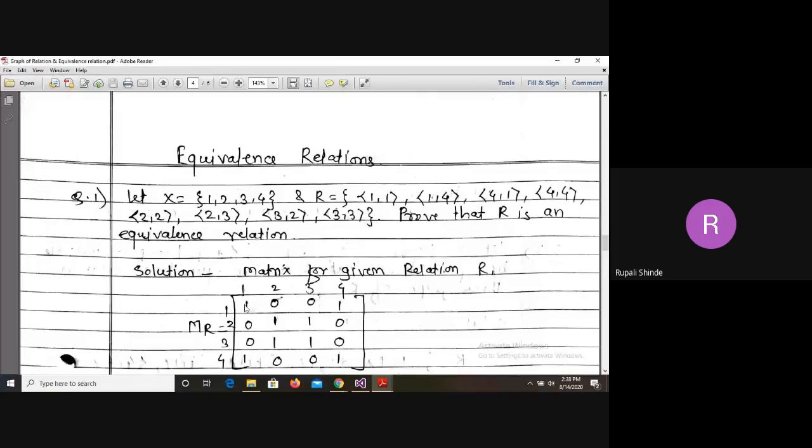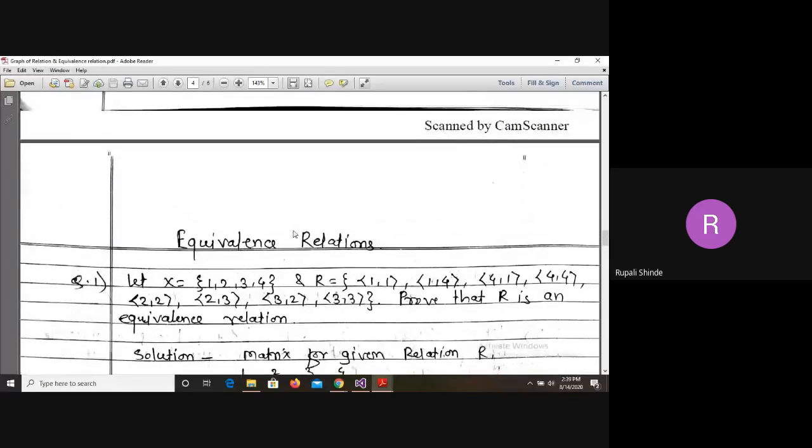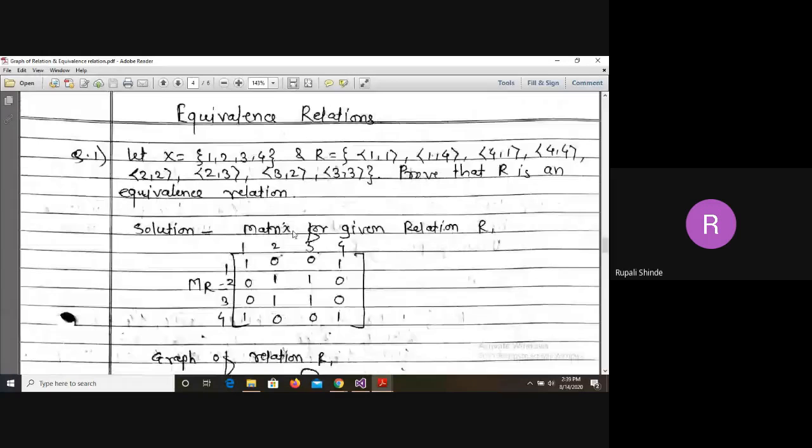Now, next few questions are based on equivalence relation. Here set X is given, which consists of 4 elements, 1, 2, 3, 4. Relation R is given, which consists of a set of ordered pairs. Then prove that R is an equivalence relation. So this kind of question they have asked for 4 marks.